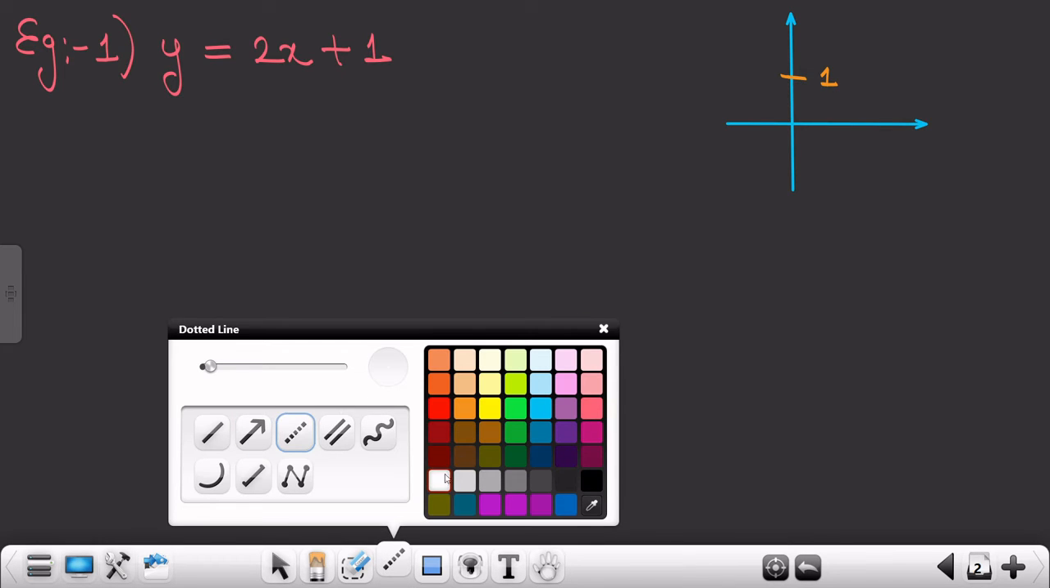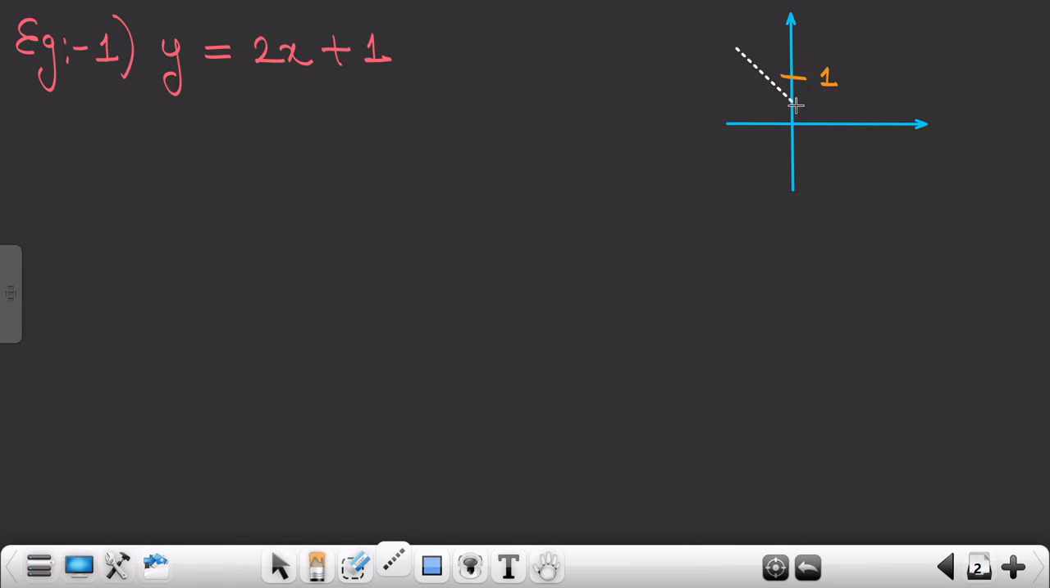What does that mean? It means it can go in this way, or in this way, or in this way. We don't know in what way it is going to go. It is going to look something like this, or like this, or it can be parallel to the x-axis. That we don't know.